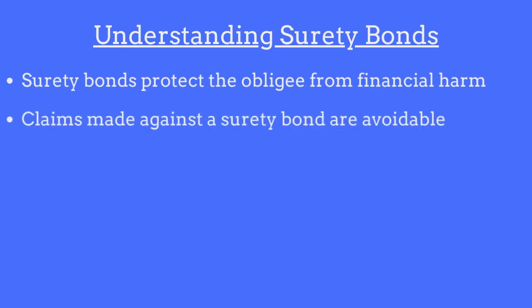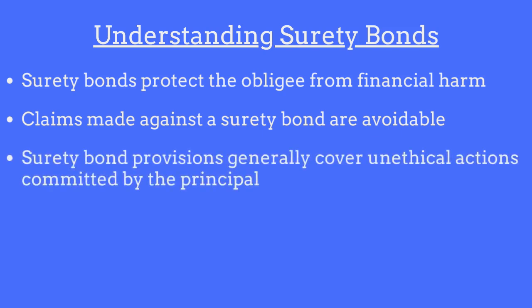Claims made against a surety bond are completely avoidable. As long as the principal follows all conditions laid forth in the bond, then they shouldn't have any claims made against them. Generally, these provisions are set forth to prevent the principal from engaging in unethical actions such as defrauding customers or not paying required taxes and fees.